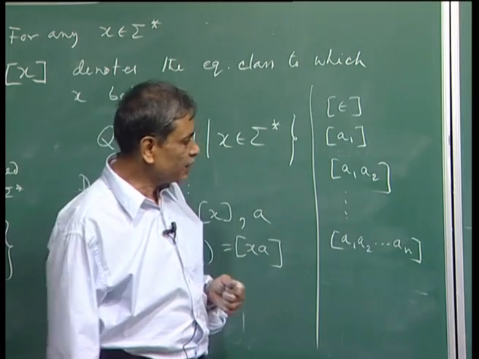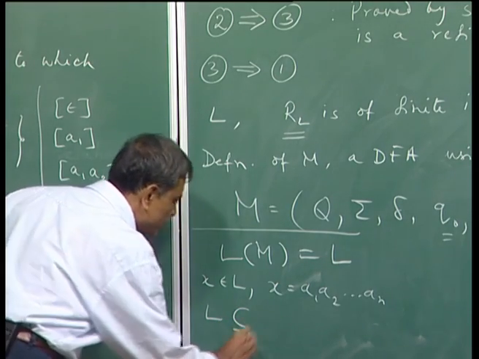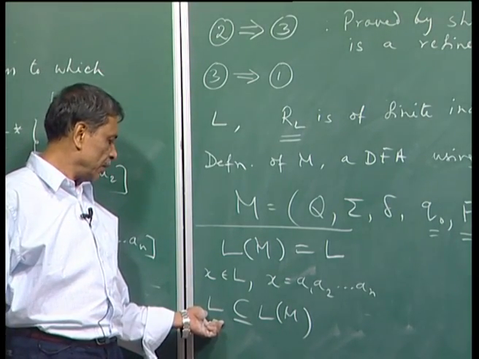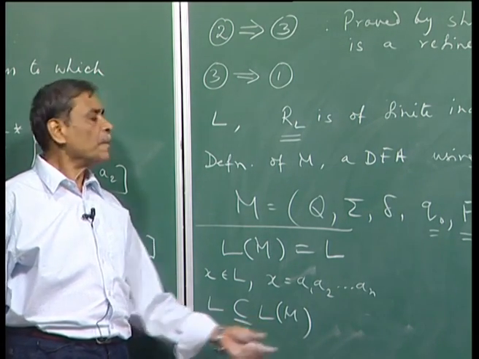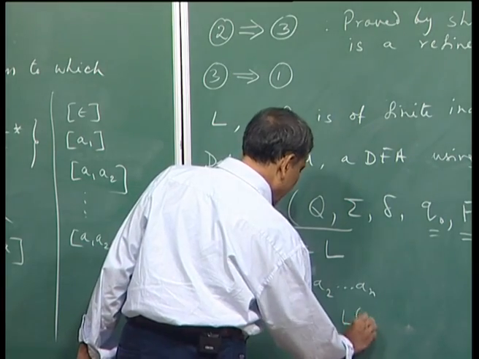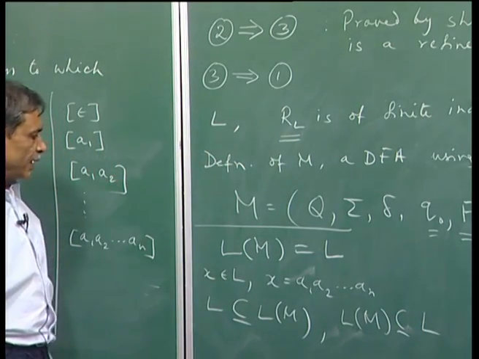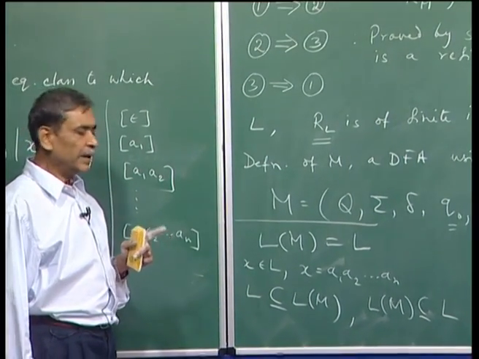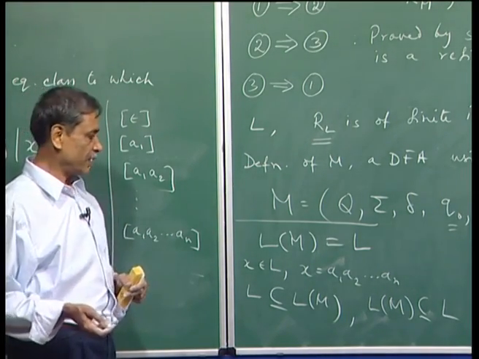What I have actually shown is that this language L is a subset of LM, because I just showed that any string in the language will be accepted by that machine. Now, what about the other way? I need to show that LM is a subset of the language L. One way of proving that is that if I take a string which is not in the language, then I should show that this machine, the DFA that I have defined, will go to a state which is not a final state, right.